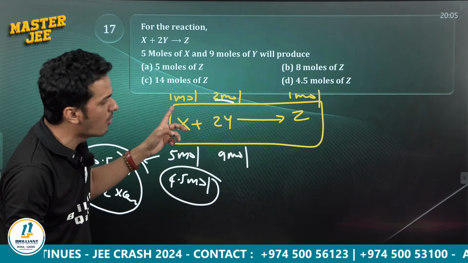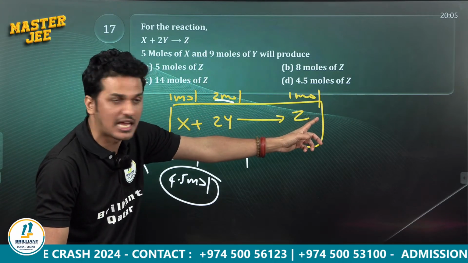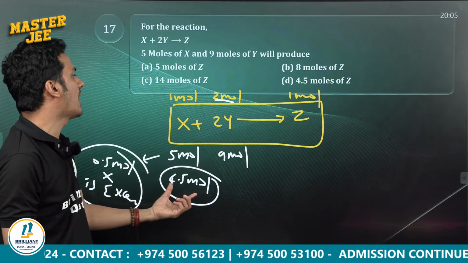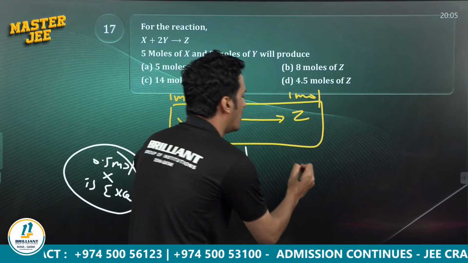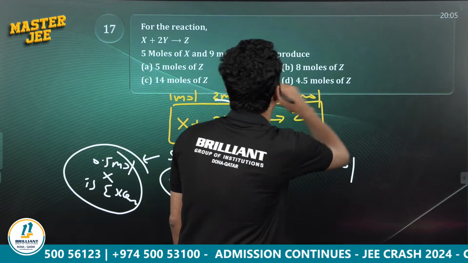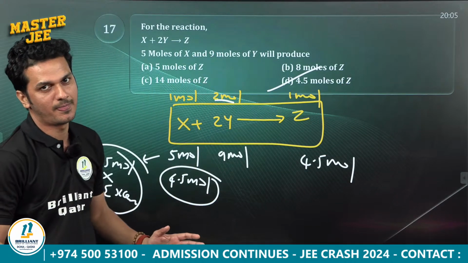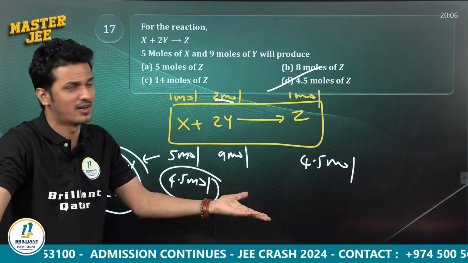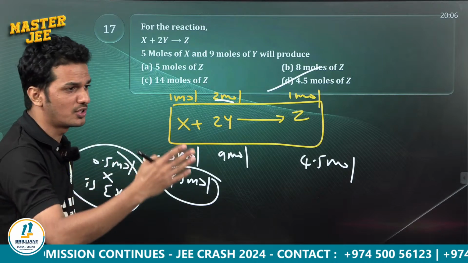So if I am taking 1 mole X, 1 mole Z is forming. So 4.5 mole X I am taking, 4.5 mole Z is forming. Option D is the correct one. I hope you guys got it. Simple and humble. Am I correct?